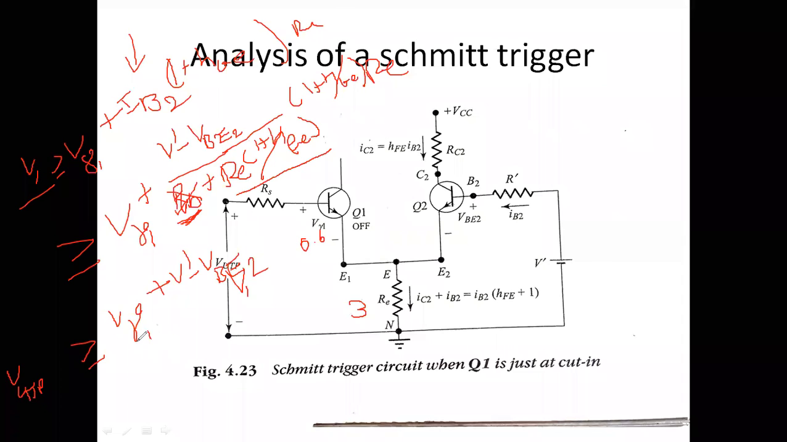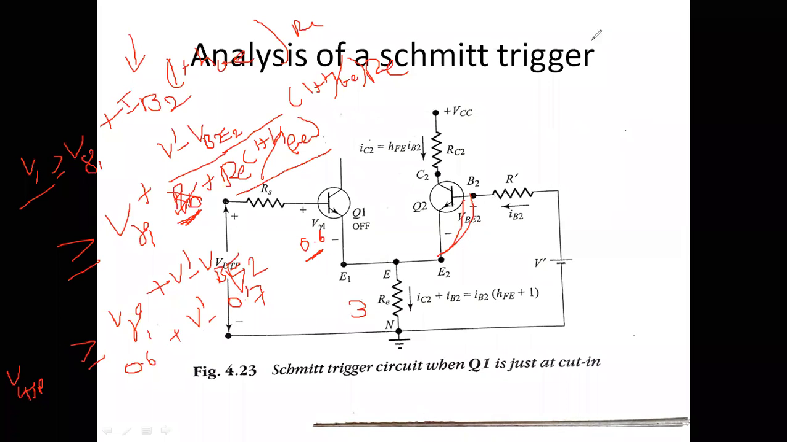Now, this breakdown voltage will generally be around 0.6 volts. And next, we have to find the V1 dash, that is the Thevenin's equivalent voltage, and VBE, the base to emitter voltage of the second transistor, which is the on transistor. That voltage will also be around 0.7.